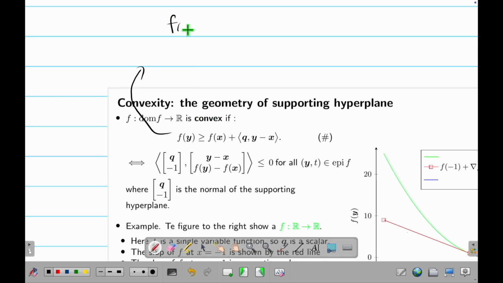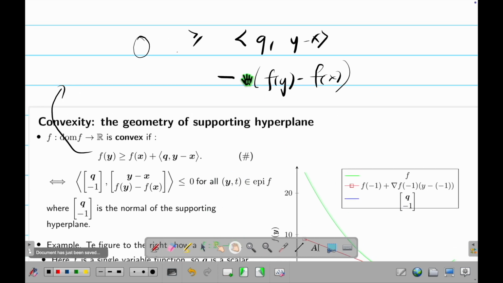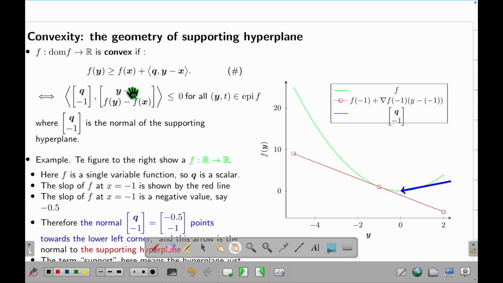So I have f(y) larger than f(x) plus the inner product of q and y minus x. Then I put this to the other side, so f(y) minus f(x) is larger than this. I move this to here. Now minus means what? Inner product of 1 and this, right? So this whole thing gives me y minus x.